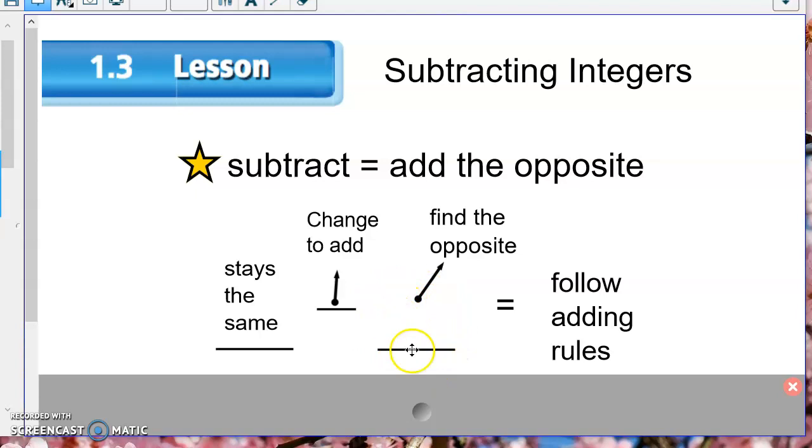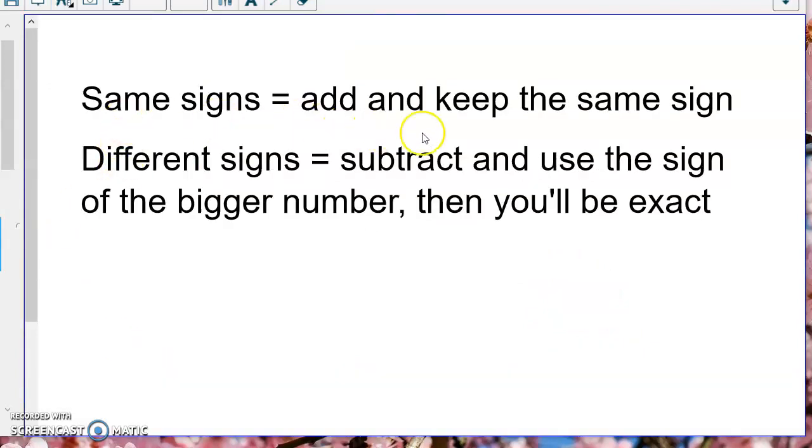Then this is the especially tricky part. You're going to find the opposite of the second number. So if it was a positive 3, the opposite would make that negative 3. If this number were negative 4, the opposite of that would be 4. Then once you've turned it into that, you follow the adding rules, which we talked about yesterday. Same signs, add and keep the same sign. Different signs, subtract and use the sign of the bigger number.